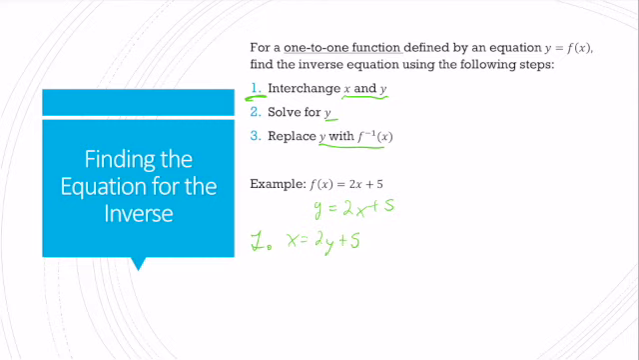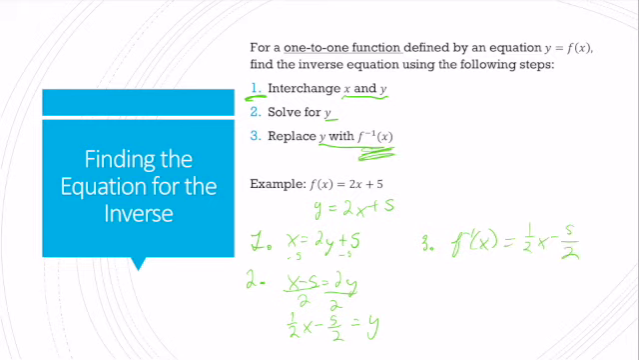I'm then going to go ahead and solve for y. So I'm going to subtract 5 from both sides. That gives me x minus 5 equals 2y. Then I'm going to divide both sides by 2. So I have 1/2 x minus 5/2 equals y. So I can rewrite this, step 3, as f inverse of x equals 1/2 x minus 5/2, because that's what it wants us to do. So this is how we go about finding the inverse. Note, it has to be a one-to-one function in order to find its inverse.